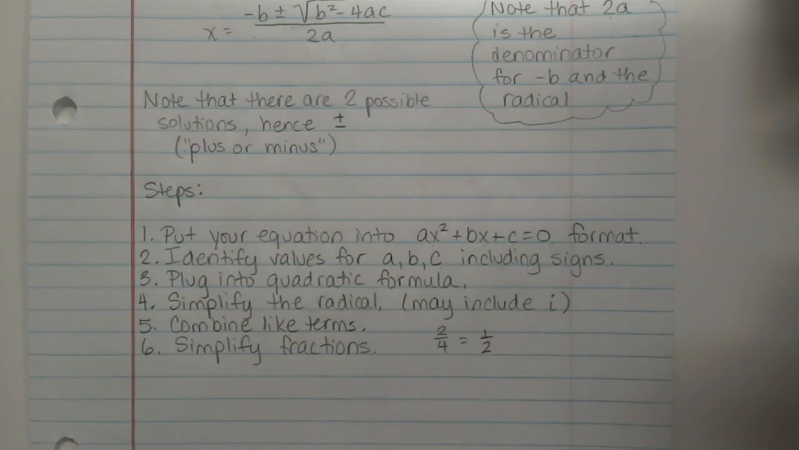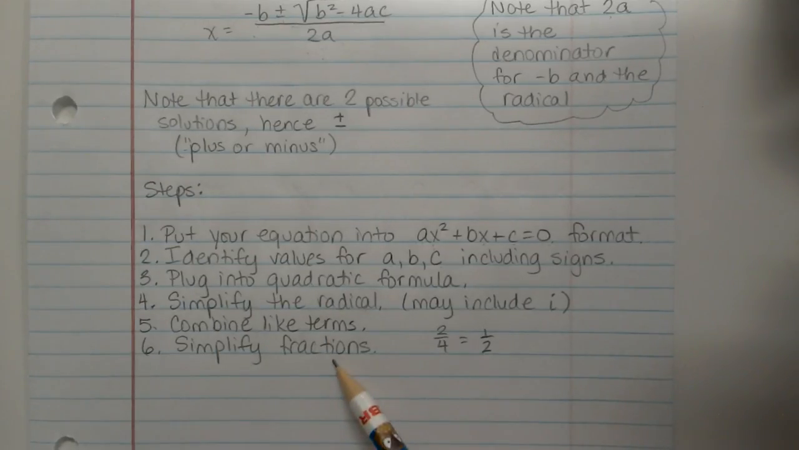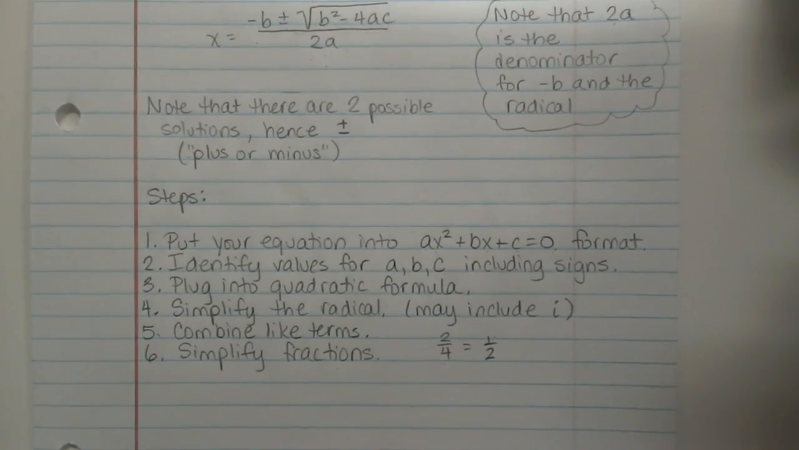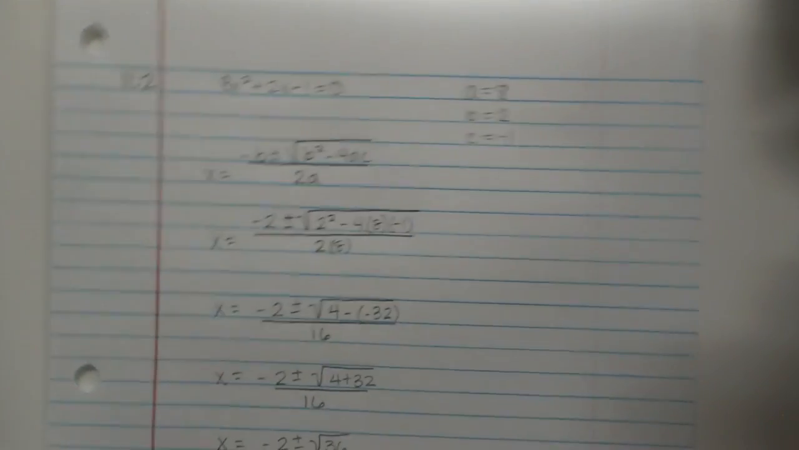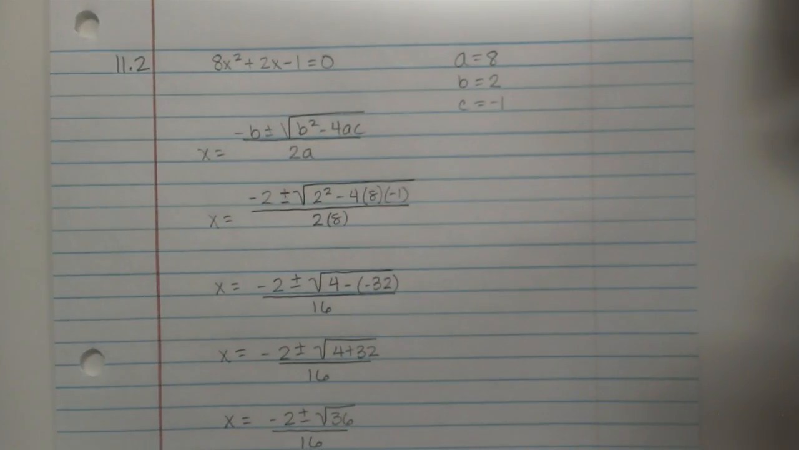Next, you're going to combine all your like terms. Then you're going to simplify any fractions. For example, if you have 2 over 4, you need to simplify that into 1/2. So let's do several examples. All these examples are a little different, so keep watching all the way to the end. I know it's tough, but you can do it.